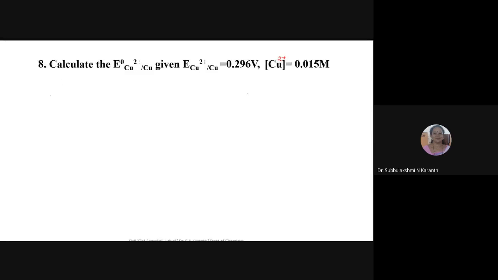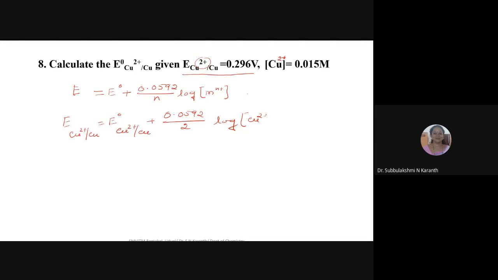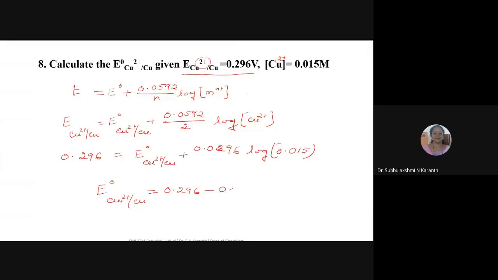First I'll write the Nernst equation. This is for a single electron Cu2+. So I'll substitute, and the given E of Cu2+ bar Cu is 0.296. That is equal to E naught Cu2+ bar Cu plus 0.0296 log of 0.015. And here you can write E naught Cu2+ bar Cu equal to 0.296 minus 0.0296 log of 0.015.